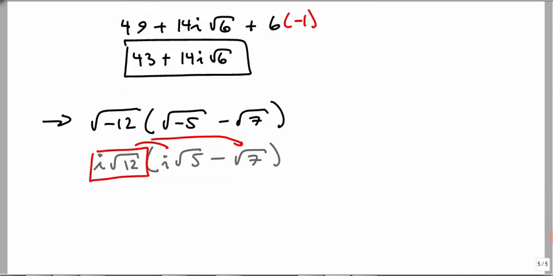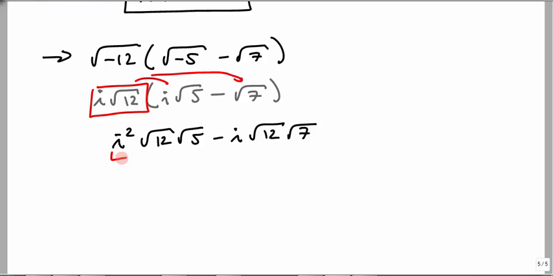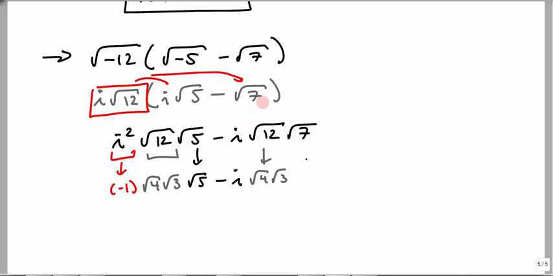And if you wanted to, you could also simplify the square root of 12 first. So when I distribute, I get i times i is i squared, root 12, root 5, minus i, root 12, root 7. And then we just start simplifying. So we know i squared is negative 1. The square root of 12 is the square root of 4 times the square root of 3. Square root of 5 we can't really do anything with to simplify. And just as before, the square root of 12 is square root of 4, square root of 3. And the square root of 7 we can't do anything with, so we drag that along.